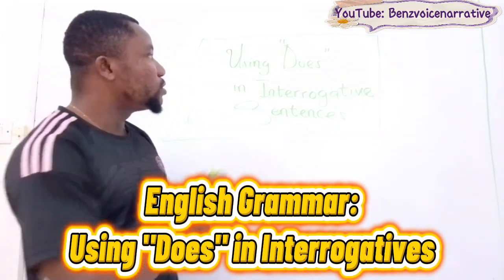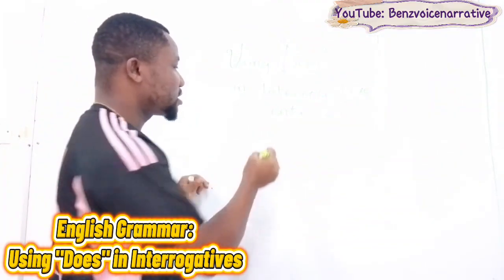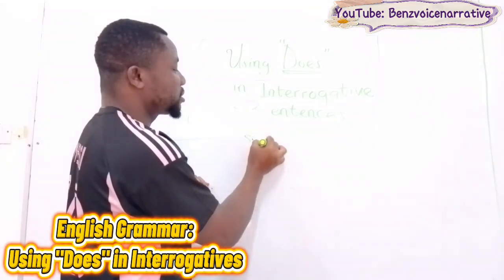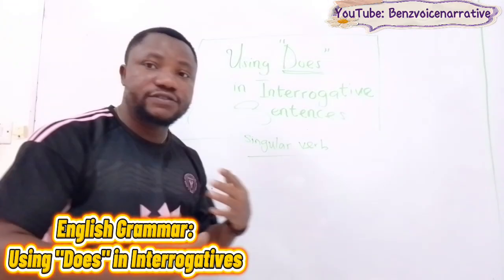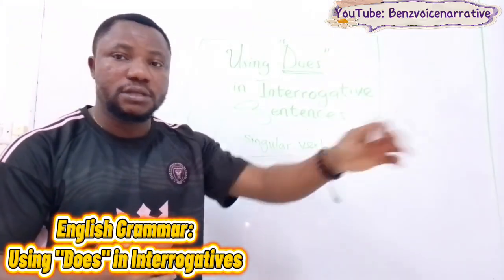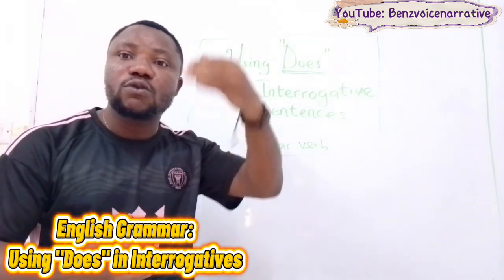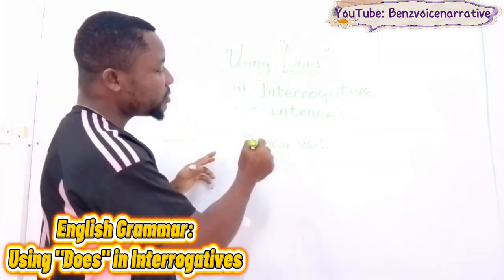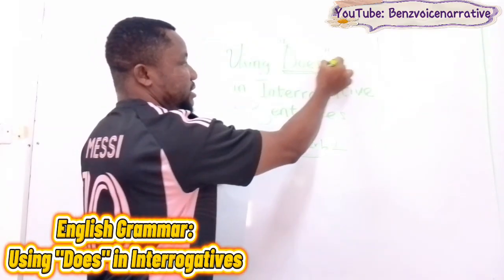So firstly, what is this does about? Does is a singular verb. Singular auxiliary verb or singular pro form of the verb. Another name for this auxiliary verb is the pro form of the verb. Pro form. Do. Does is a singular verb.